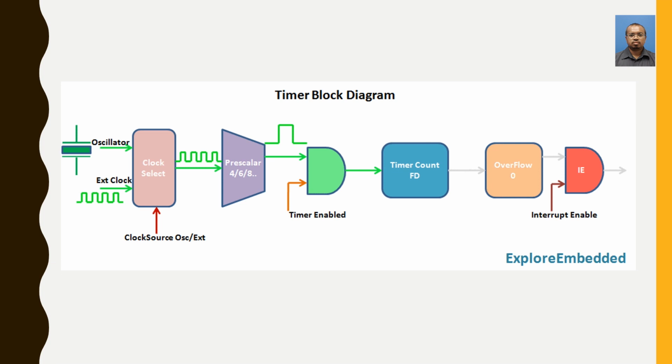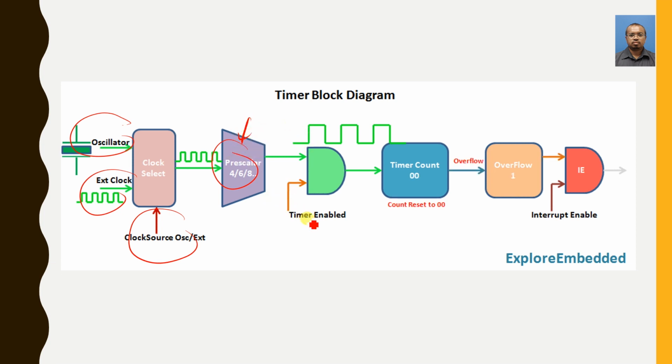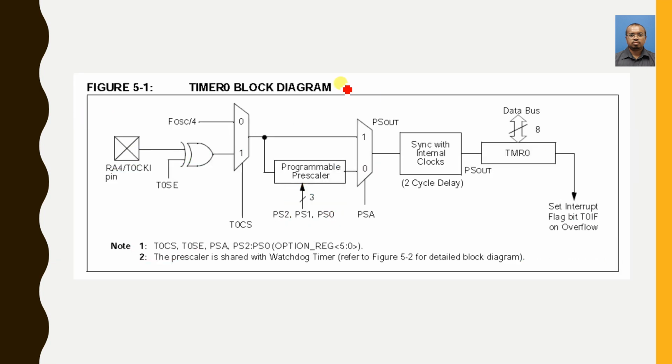Timer block diagram. This is general. If you learn about embedded systems or microcontrollers, these are generally the components that are available in the timer. We have an oscillator, or external clock, and then your selection of clock. Then you have a prescaler. This one is very common, and then enable timer and so on. But for the PIC microcontroller, this is the timer block diagram. This can be found in your PIC datasheet. You have to refer to the datasheet.